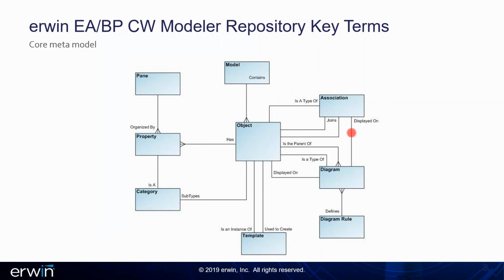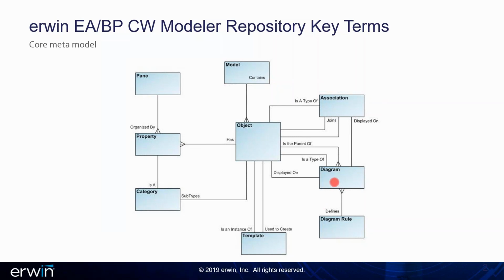A diagram is something that's really special. It's a special object type that captures the visual or graphical representation of the objects and their associations. You can see objects are displayed on diagrams, but diagram is a type of object. So diagrams themselves have properties as well. One of the properties a diagram has is a category, and a category is something that makes things look different.